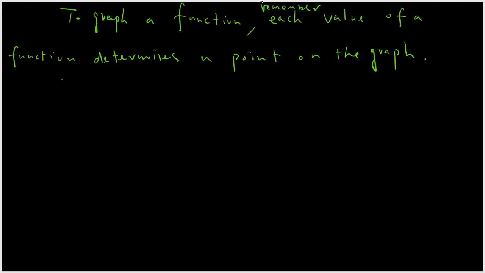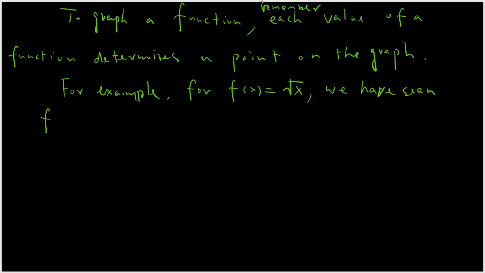Now, for example, for the machine we are talking about, the function square root of x. I think we have seen a few values of the function, right? The value of the function at 0 is equal to 0. The value of the function at 1 equals 1. We have seen that, right? The value of the function at 2 equals 4. I think you can list many more, right?